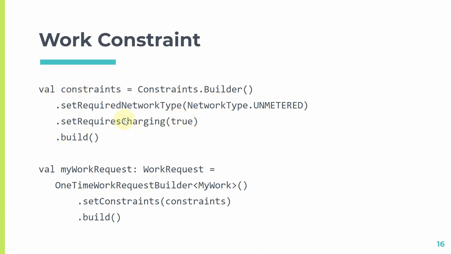You can define the constraints with the constraint builder, something like this. In this example, we define a constraint that checks for network type unmetered, meaning the smartphone is connected to the internet, and that the smartphone requires charging. If both return true, the work is valid and can be executed. So this is the one-time work request builder. You define the worker here, and you set the constraints based on these conditions. MyWork here will run if the smartphone is connected to Wi-Fi and requires charging. That's how to work with work constraints.